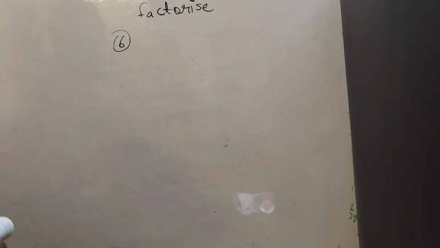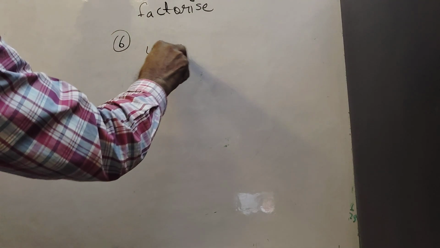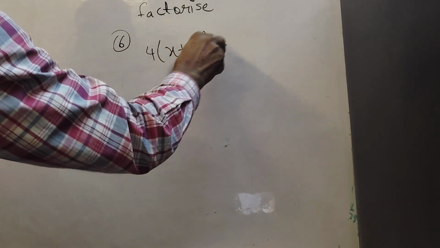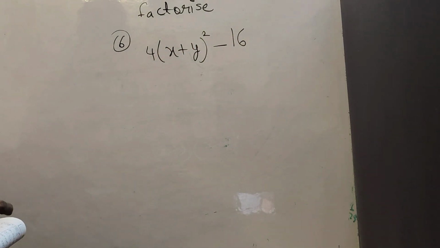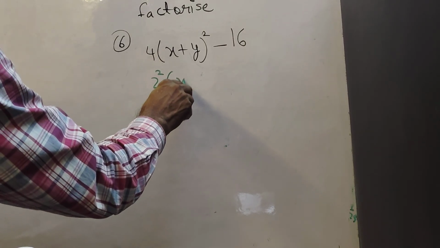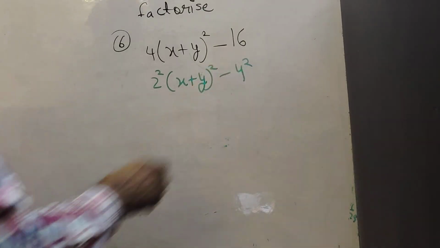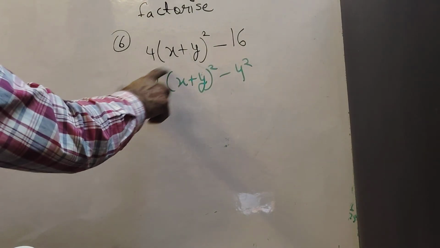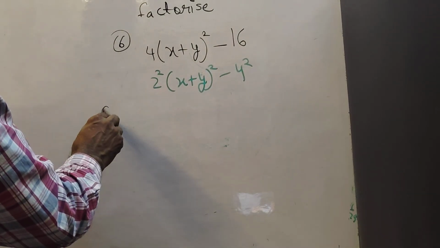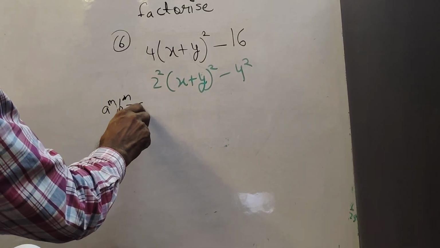Question number 6. Question is 4x plus y whole square minus 16. So in this question, 4 is written as 2 square, x plus y whole square, and 16 is written as 4 square. Now first two squares taken according to identity, a raised power m, b raised power m equal to ab whole power m.